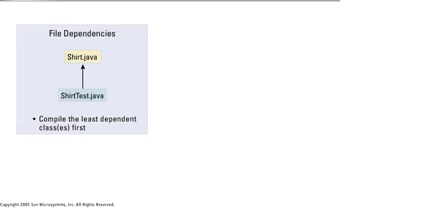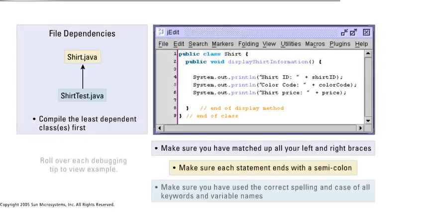Tracking down compiler errors when you're new to Java can be a pain. So we're going to give you 2 types of tips here. The first is one way to help you with the compiler error messages so you're not overwhelmed in the beginning. And the second is some tips to minimize the error messages that you see when you compile. So the first thing we're going to talk about is file dependencies. You always want to compile your Java files compiling the least dependent class first.